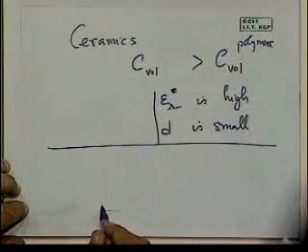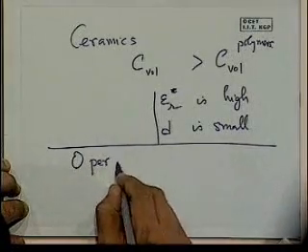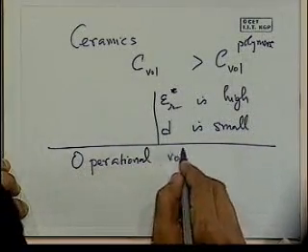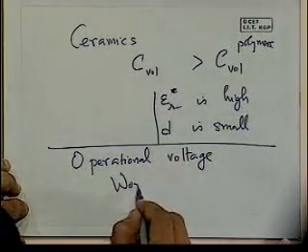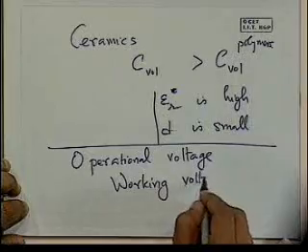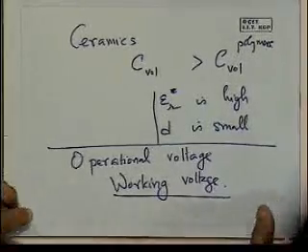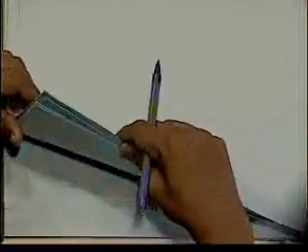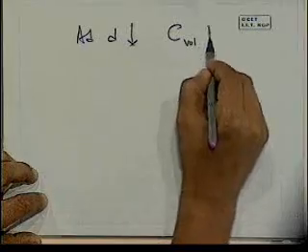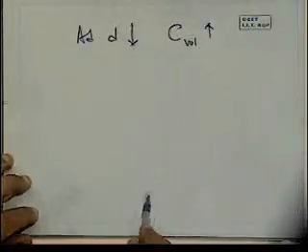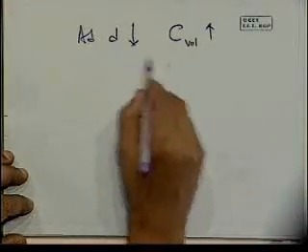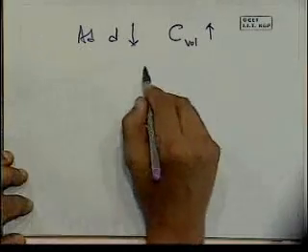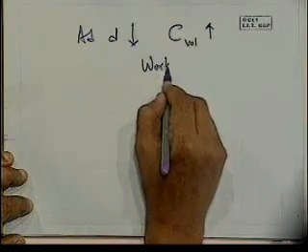Another important point that we need to look at is what is the operational voltage, or working voltage, that the capacitor material can sustain. We know that as D decreases, the capacitance per unit volume is increasing. We just saw the relationship, 1 by D squared. But as D decreases, if you remember earlier, the working voltage will decrease.